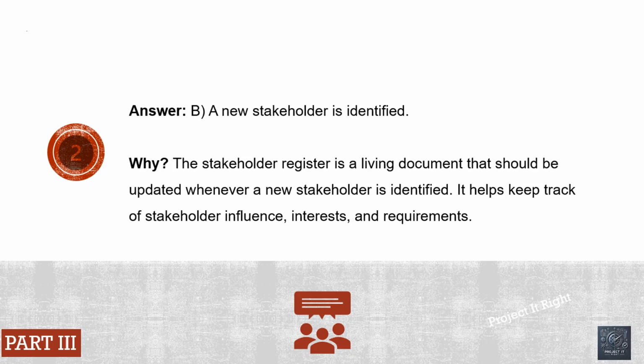The correct answer is B, that a new stakeholder is identified. The stakeholder register is a living document that should be updated whenever a new stakeholder is identified. It helps keep track of stakeholder influence, interests, and requirements.